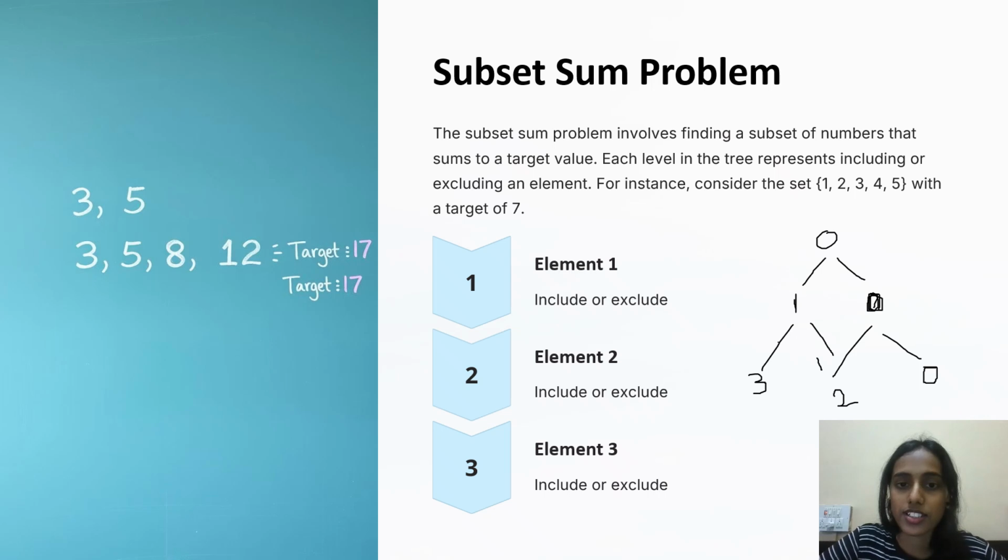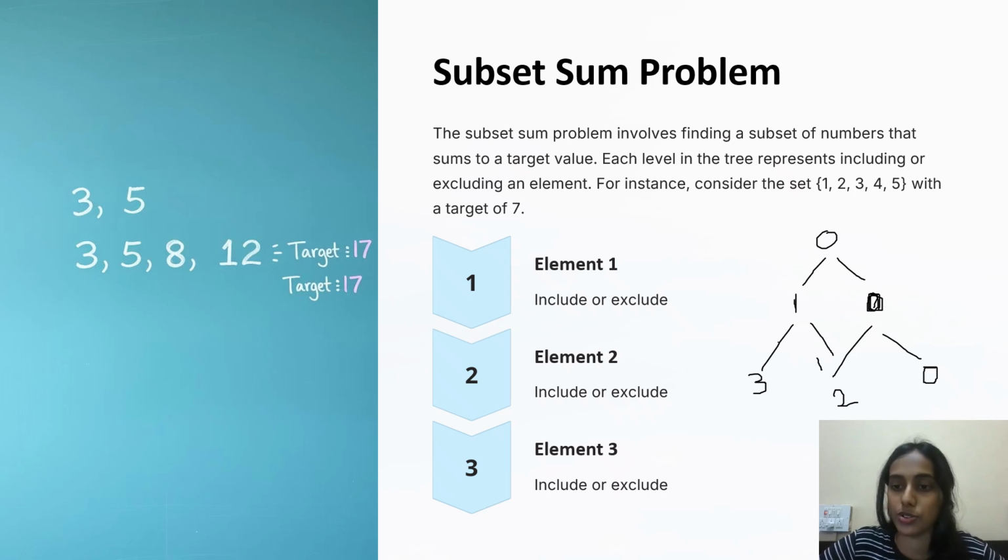How to solve the subset sum problem? The subset sum problem involves finding a subset of numbers that sums to a target value. Here we are given a set of values or elements, and we should find a subset which gives the sum as the target value. The tree represents including or excluding an element. For instance, we have taken the set 1, 2, 3, 4, 5 and the target element is given as 7.